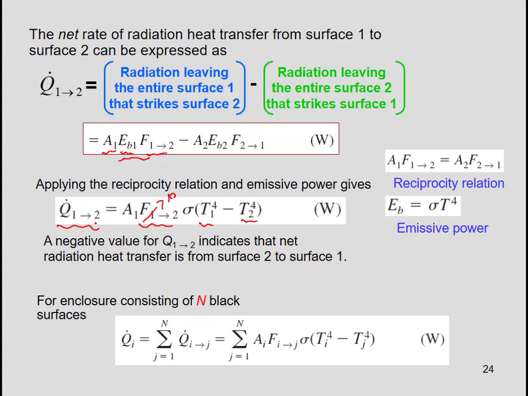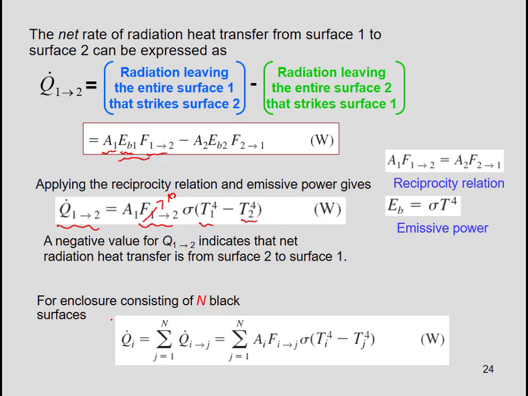This Q dot from surface 1 to 2 is positive when we have heat transfer from surface 1 to 2, and the result will be negative when the direction of the heat transfer is in the opposite direction, from surface 2 to surface 1. So the sign of this calculation will show the direction of the heat transfer.